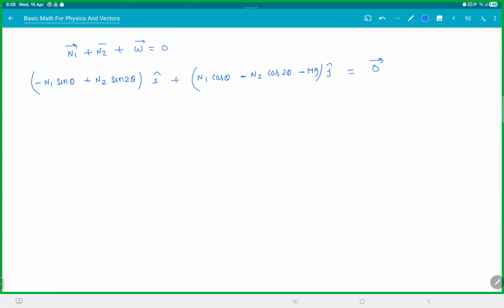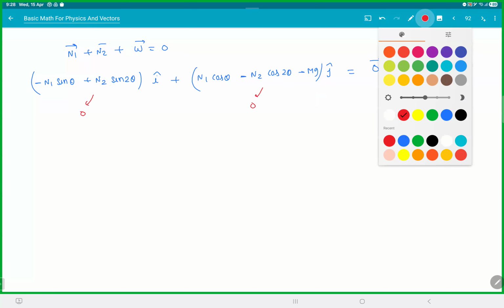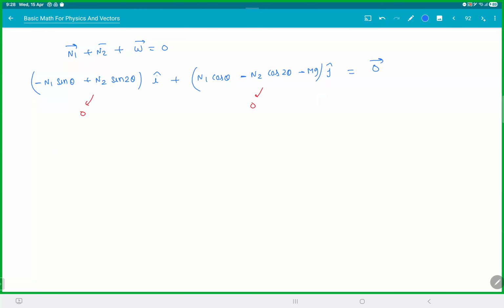This is your 0 bar. So x-axis, this should be 0. That means this has to be 0 and this has to be 0. So we got n2 sine 2 theta must be equal to n1 sine theta. Now again, little geometry. Anyone remembers what is sine 2 theta? 2 sine theta cos theta.